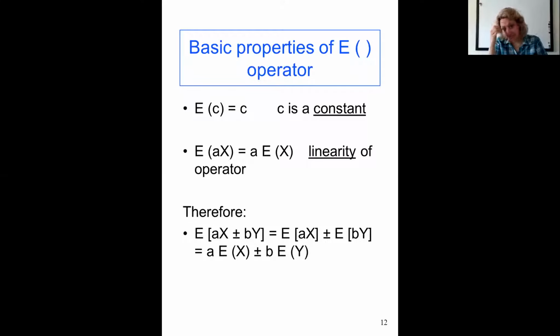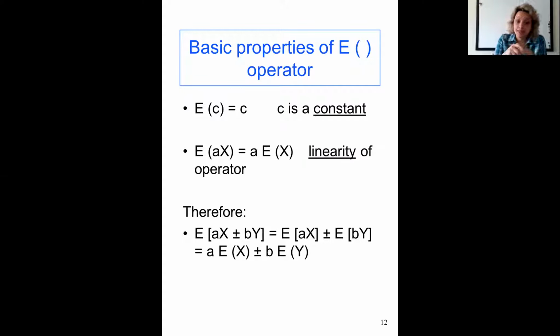And then we have the linearity of the operator as well. The expected value of some constant A times our variable X that is changing: in that case, we can put A outside of the X, and it is equal to A times the expected value of X.